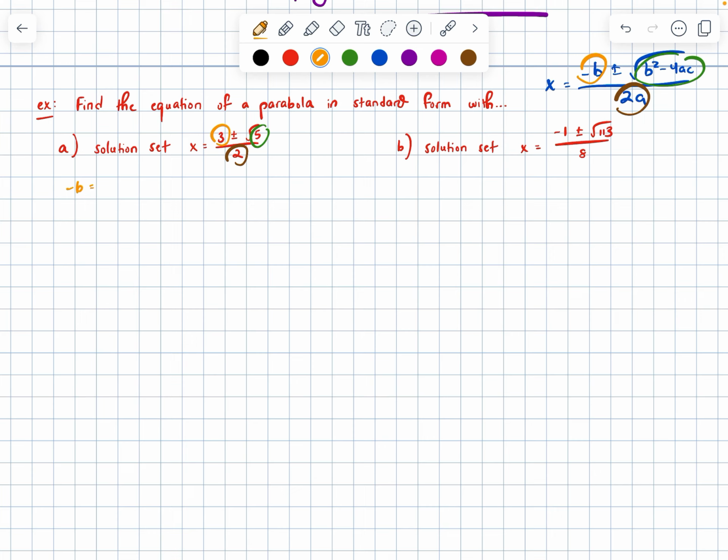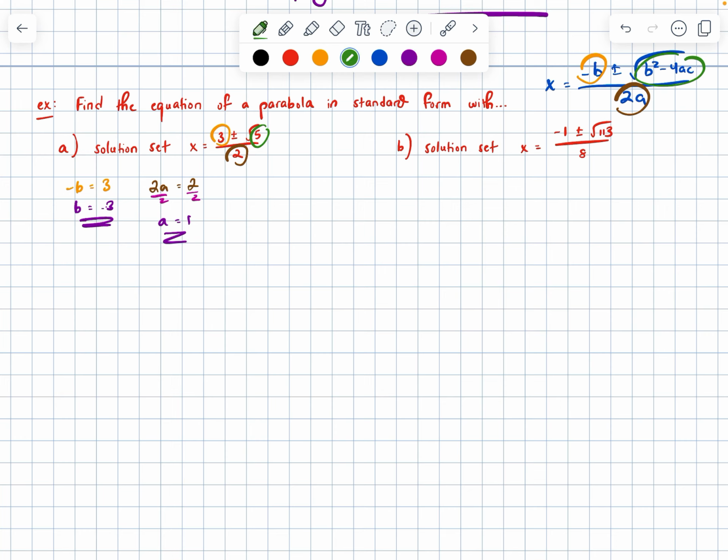Well, let me see if I can use that to my advantage here. Notice that negative b, or the thing in the negative b slot, is positive 3. So if negative b is positive 3, if I flip my signs, that tells me that b should be equal to negative 3. Interesting. How about the 2? Well, the thing in the 2a slot is 2. If I divide both sides by 2 to isolate a, that tells me here that a should be equal to 1.